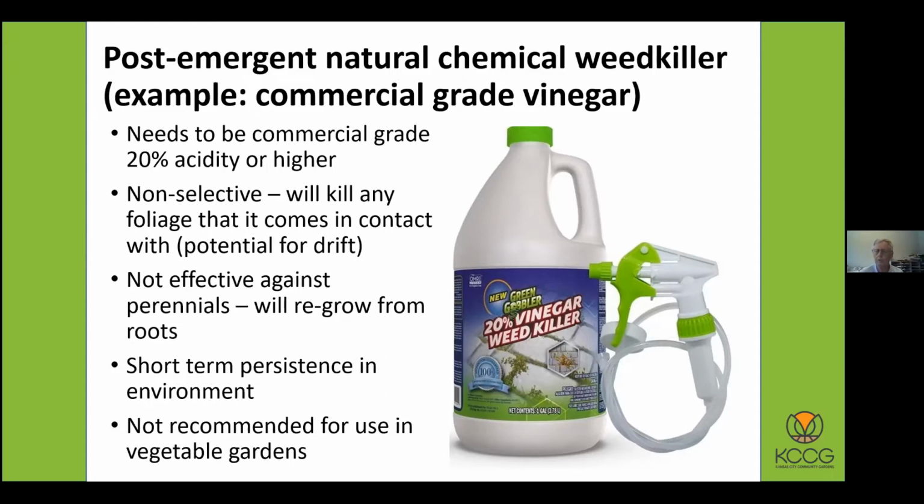So if you're going to actually use it for killing weeds, you want to use the commercial grade, which is stronger. This is 20% acidity, which is 4 times as strong as regular vinegar. And so this will actually kill weeds. It also is non-selective. So if you spray it on anywhere near vegetables, it will kill them as well. It's not effective on perennial plants that can regrow from the roots. So little annual weeds, it's fine. Things like lamb's quarters, pigweed, ragweed, all that kind of stuff, crabgrass, it will kill them.